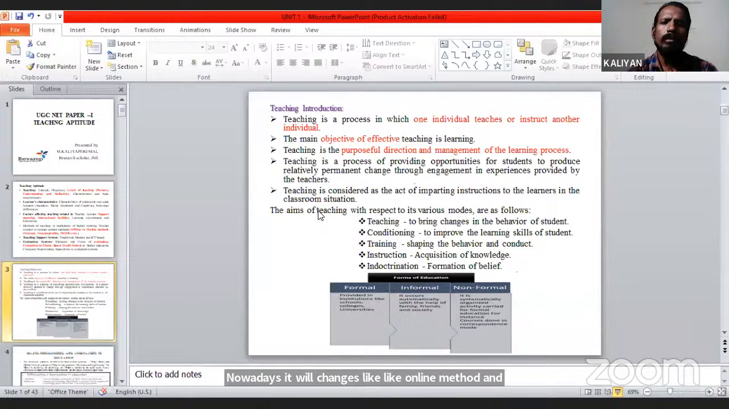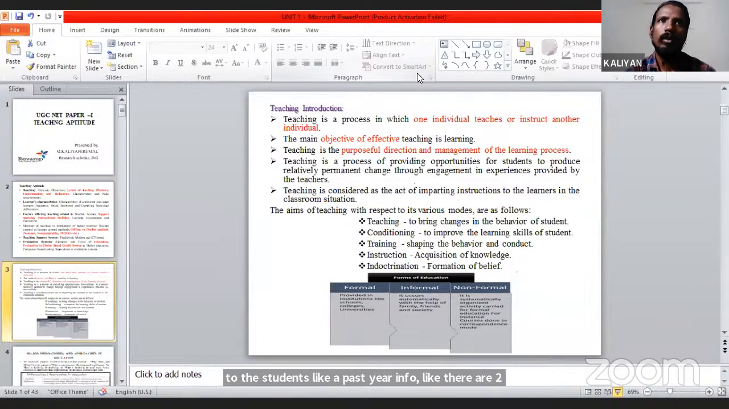So what are the aims of teaching? Through teaching, to bring changes in the behavior of students. Next is conditioning, to improve the learning skills of the student. Conditioning means reinforcement of the students, like positive reinforcement. There are two types of reinforcement: positive reinforcement and negative reinforcement.